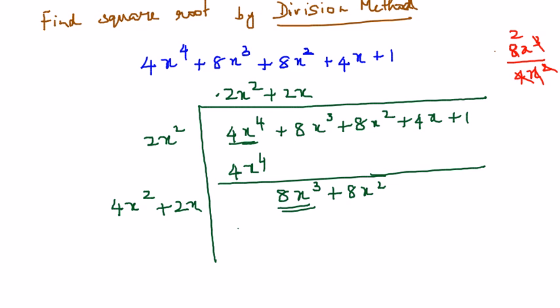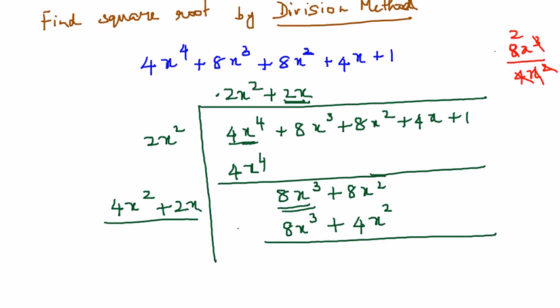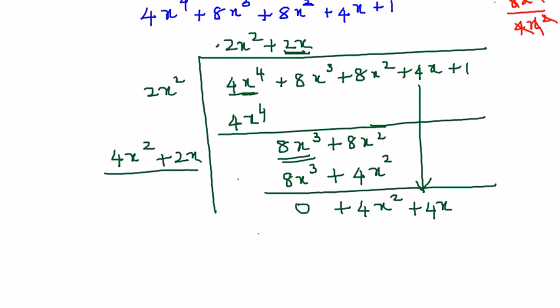Now let's multiply whatever we've got here with this expression. So it becomes 4 2s are 8x cube plus 2x into 2x is 4x squared. Now when you subtract, this becomes 0, this becomes plus 4x squared, and I'm bringing down the next term, which is 4x.